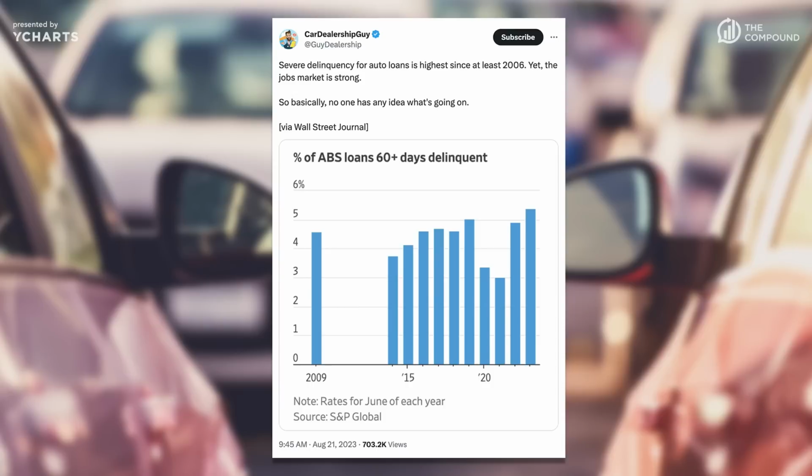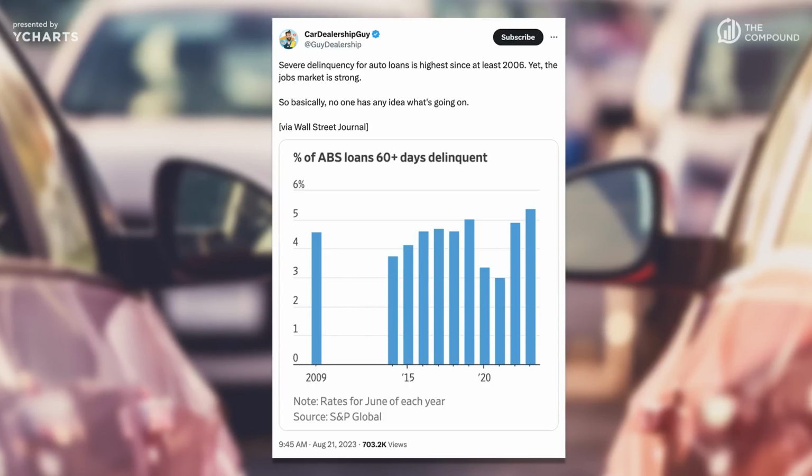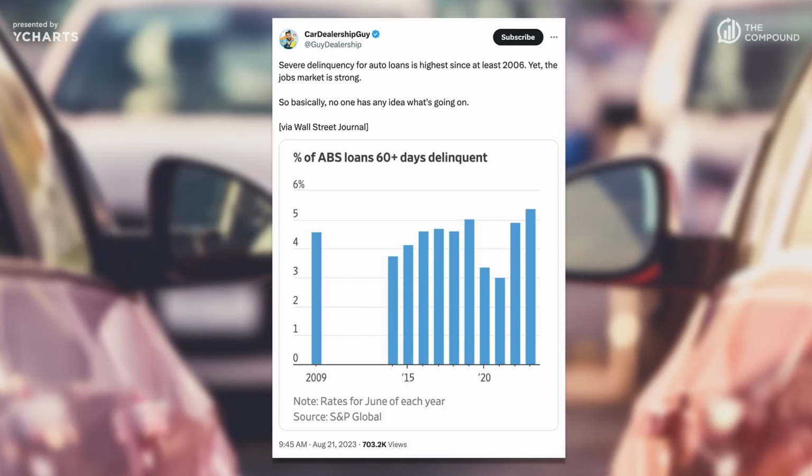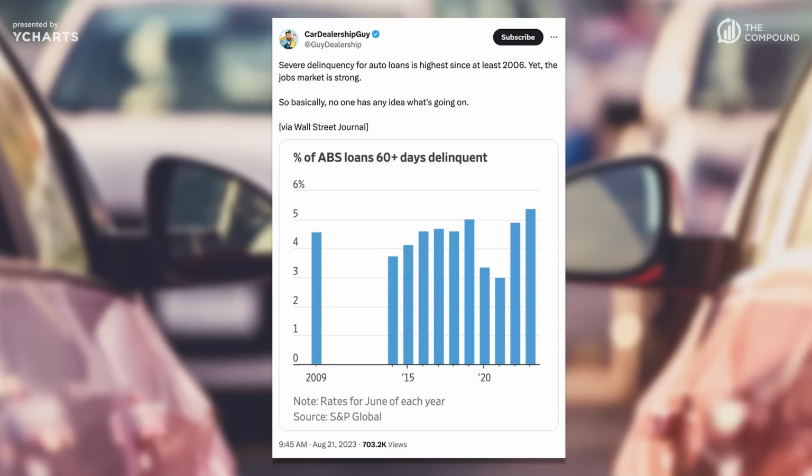Yeah. It is surprising to me that the used car prices are coming down, but they're still way, way elevated above 2019 levels. Another tweet from car dealership guy. Severe delinquency for auto loans is the highest since at least 2006. Yet the job market is strong, so basically no one has any idea what's going on.